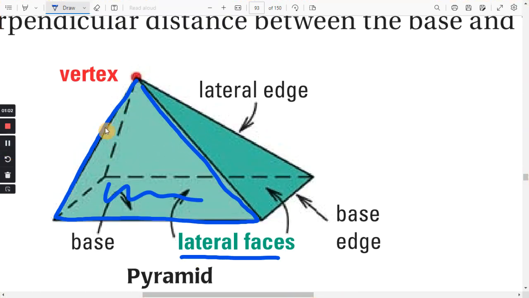And where the lateral faces intersect each other right there, that's called a lateral edge. And where the lateral faces intersect the base, that's called the base edge. And finally, all the lateral faces meet at a point called the vertex.